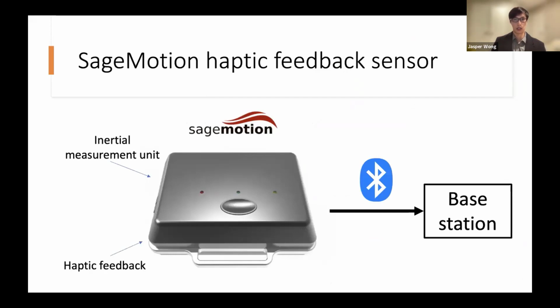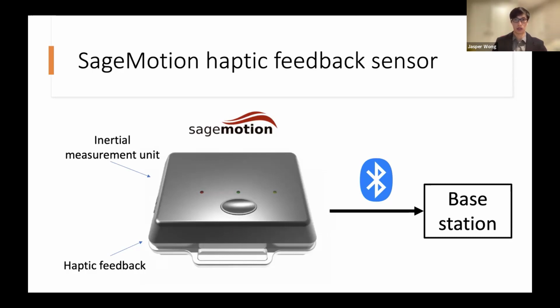Recently a company called Sage Motion developed a real-time haptic feedback system that could potentially be used outside of the lab. The system comprises these sensors, which are inertial measurement units integrated with haptic feedback capabilities. These sensors connect via Bluetooth to a base station, which then stores the data, and the whole system is activated using a smartphone, tablet, or computer. However, everything needs to remain within a certain distance, otherwise the sensors will disconnect and stop recording.